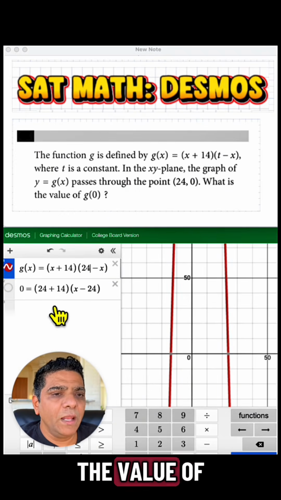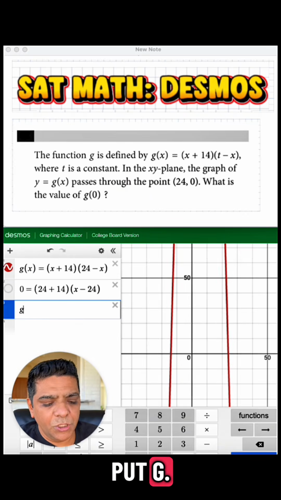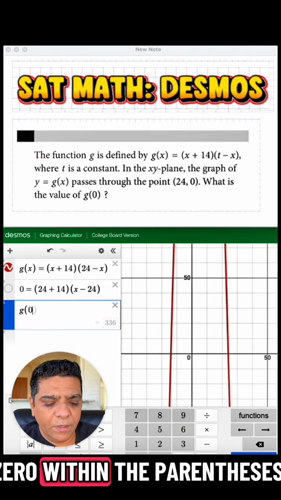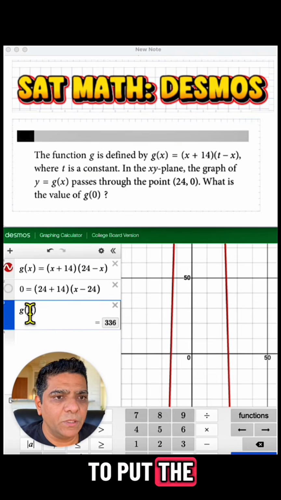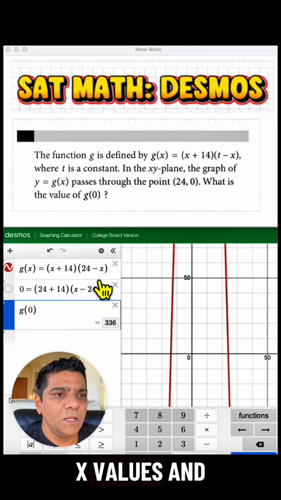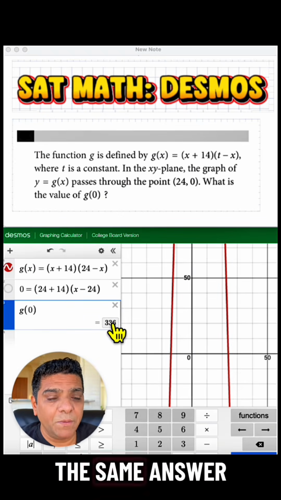But we want the value of g of 0. So let's put g and put 0 within the parentheses, and that gives us our final answer, 336. It puts the zeros in all the x values here and then calculates. This is precisely the same answer we got with the algebra.